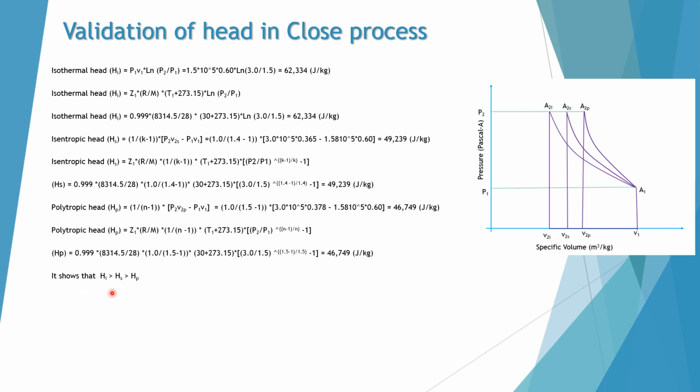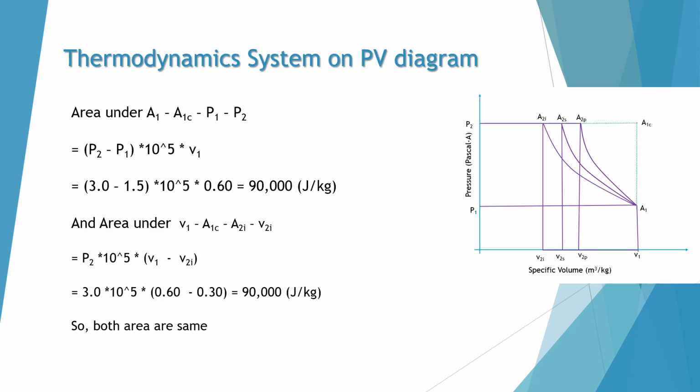So it's clear now, isothermal head for the closed process is greater than isentropic head, which is greater than polytropic head. Thermodynamic system PV diagram. So area under the curve A1C, P1, P2, putting all these values, it is coming 90,000. Similarly, area under the curve V1, A1C, A2I and V2I is coming as 90,000. So the area under this curve and the area under this curve are the same.